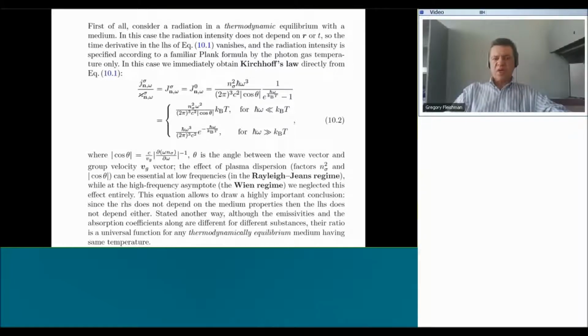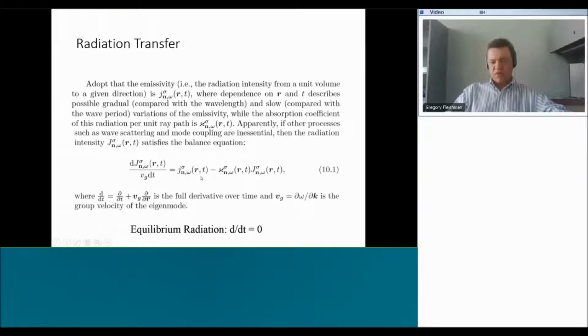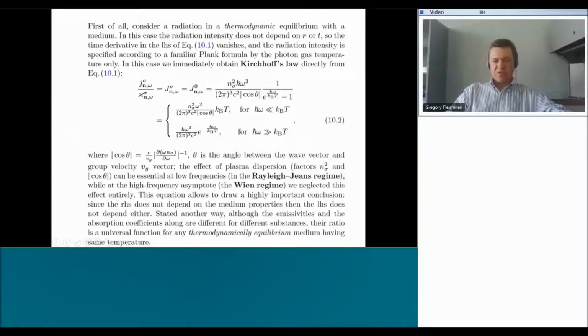So if you consider this right-hand side equal to 0, it's very easy to solve this equation for this value, for radiation intensity, which is down here. And here you see that this one is just the radiation intensity of equilibrium radiation. It does not contain anything about our medium, but on the left side we see emissivity and absorption coefficient, which are highly different for different media.